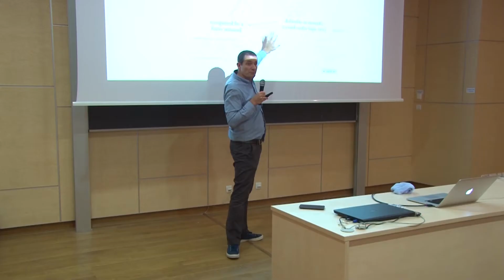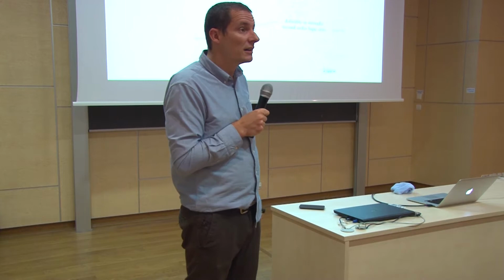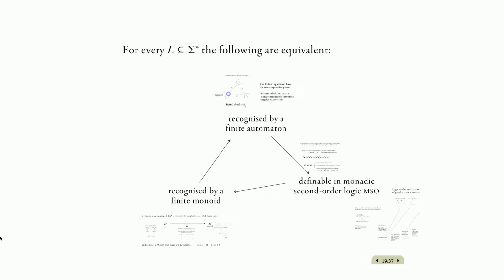Okay. Yes, please. Is the converse true, that any finite monoid has a compositional operation from some sigma star? Yes, you take sigma to be the generators of the monoid, for example, the whole monoid. And yeah, so it's a category isomorphism.